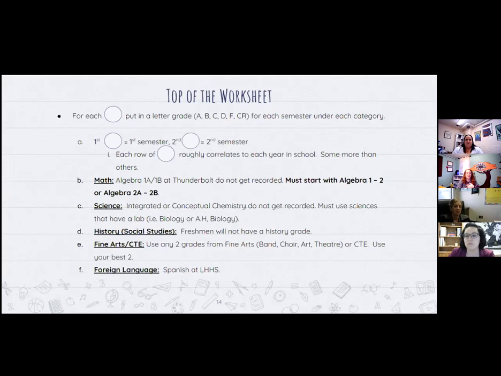For science, you're going to look at your science grades. So you might have been in biology, allied health biology, chemistry, anything else that you might have come in with if you're a new student. But we are not looking at integrated science or conceptual chemistry because those are not lab sciences, and colleges are looking at lab sciences. For your social studies, if you're a 9th grader, you don't have a social studies class yet, so you'll leave those blank. But if you're a sophomore or higher, you're going to look at your world history for 10th grade, US history for 11th, civics and economics for 12th, and enter those grades in.